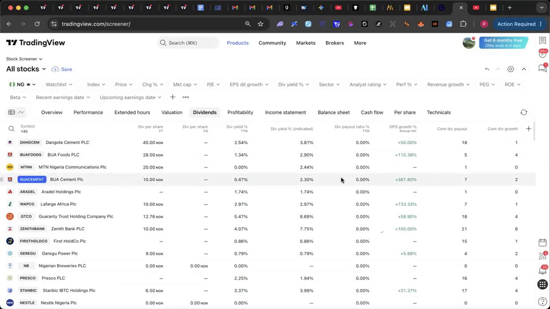And many do not understand. Even BUA. BUA gave us a lot of money because we bought BUA at less than 100 naira. Later, it was stagnated at 160 naira for a very long time. But BUA Cement now is over 400 and something naira per share, yes, I'm not mistaken.